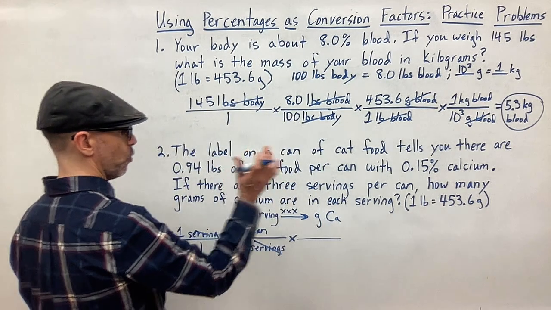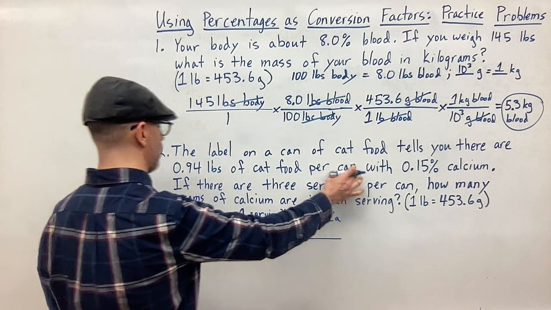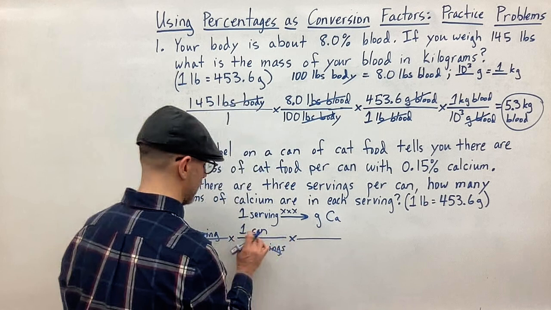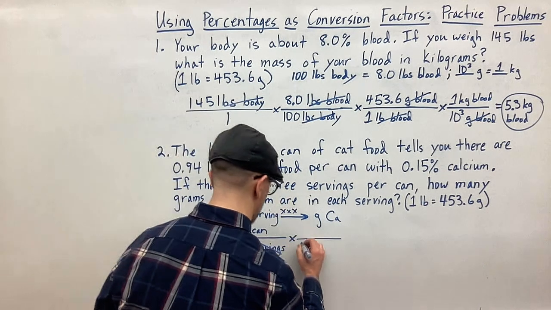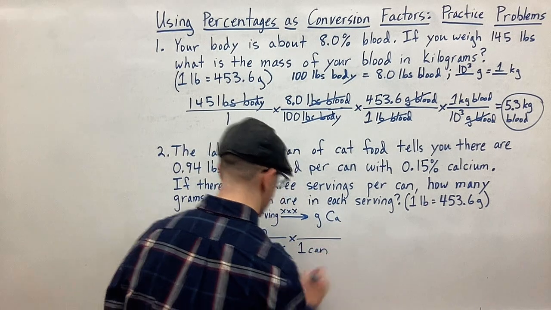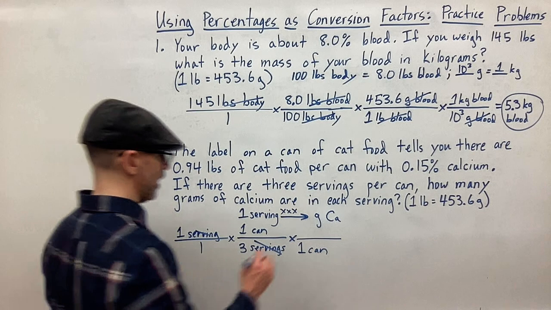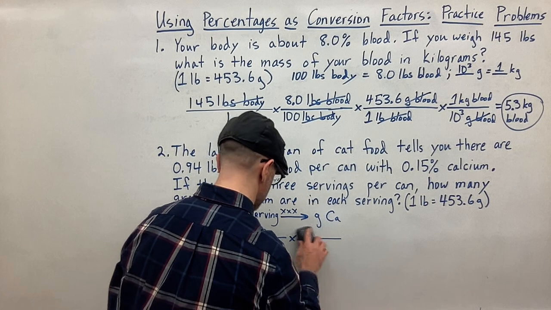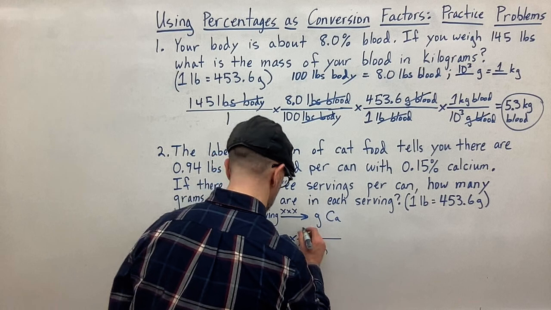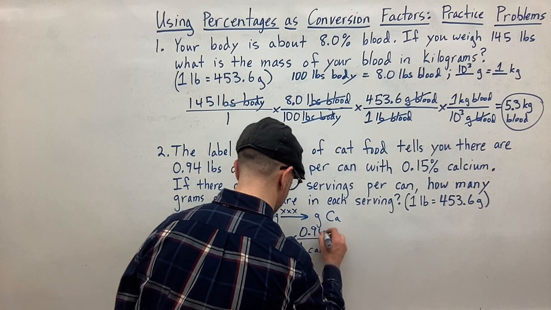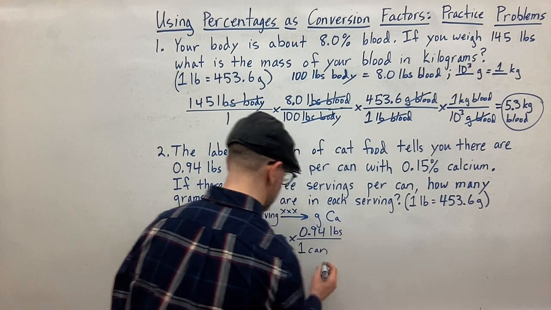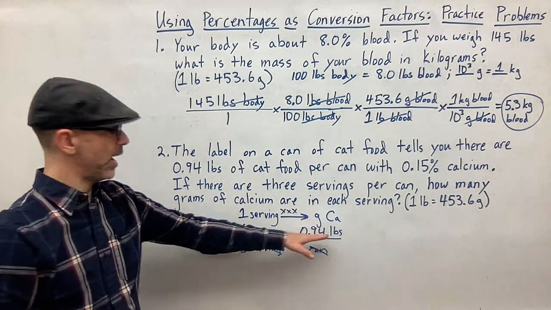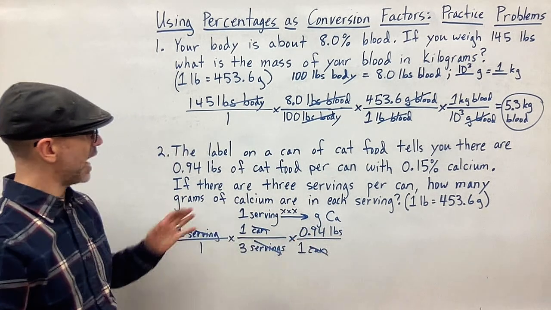1 can of cat food is equal to 0.94 pounds. So I got cans on top. So I'm going to put 1 can on the bottom and 0.94 pounds on top. So cans cancel out. Now I have pounds. So now what do I do?